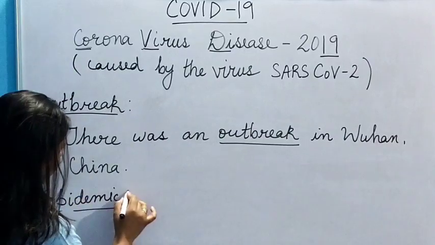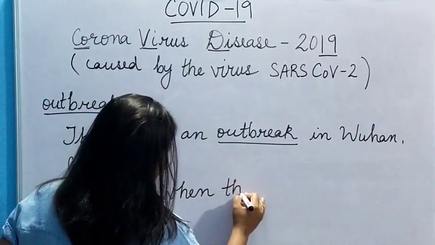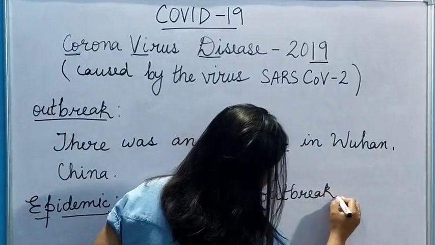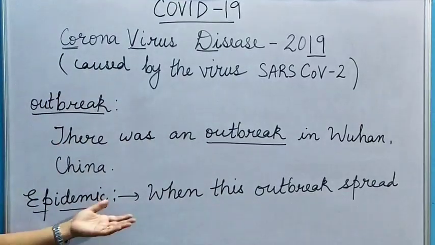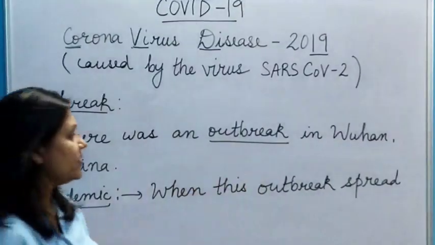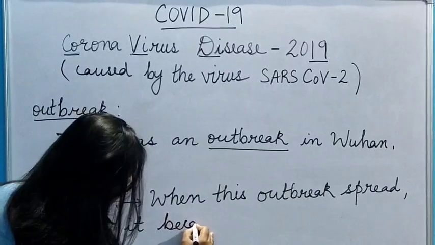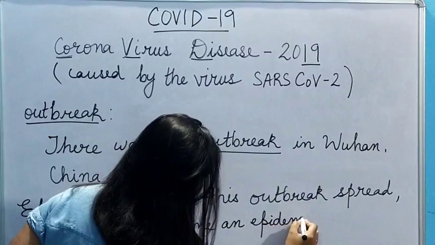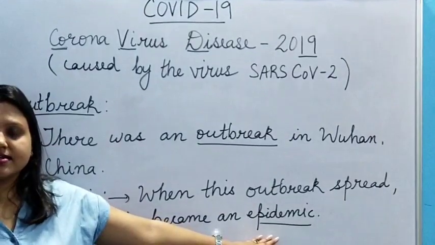Epidemic. When this outbreak spread, now you can see we have started a sentence with when this outbreak spread, it became an epidemic. Can you see that we have used the word epidemic in a sentence?